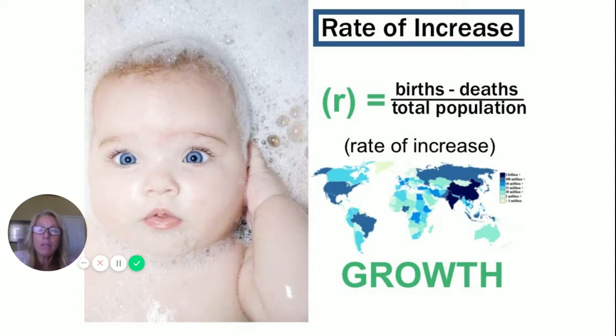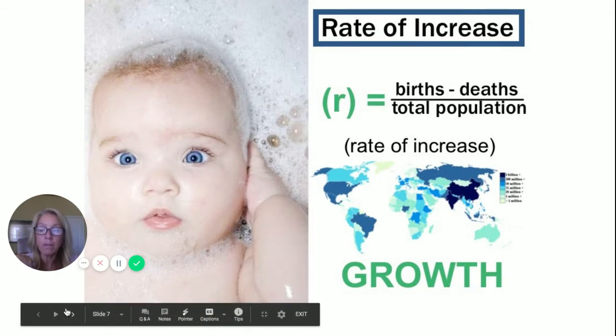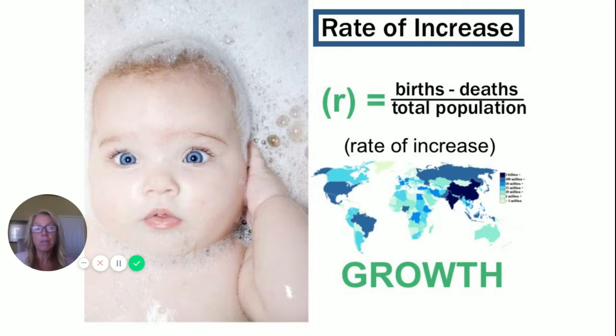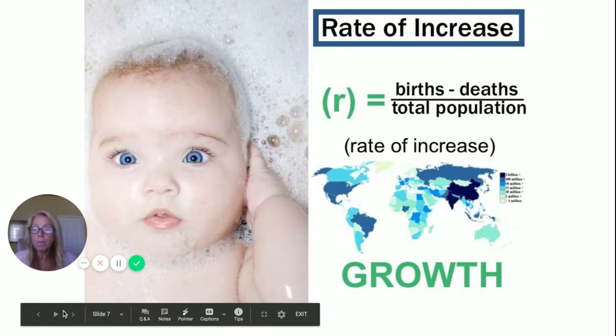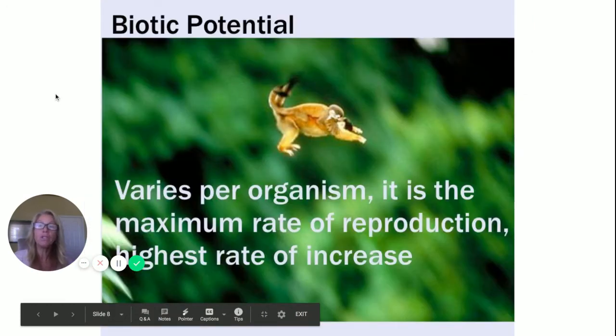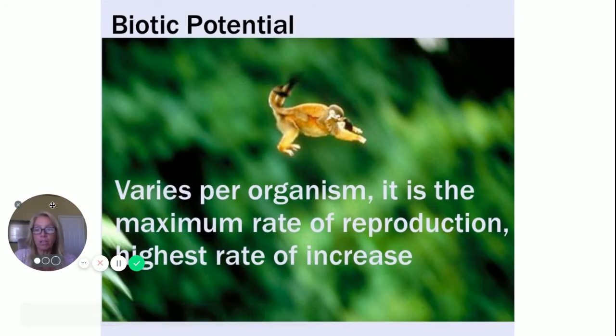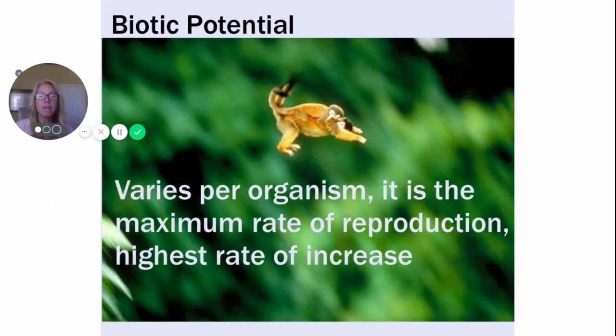So the first thing we want to look at is the rate of increase, like how fast a population is growing. To figure that out, you just take how many organisms are born minus how many die over the total population, and that will give you the rate of increase. Now, some organisms reproduce very, very quickly, some a little bit slower. Some have thousands of offspring, some have one or two. So when we look at that, you're referring to an organism's biotic potential, right? And that's going to vary for every single organism.